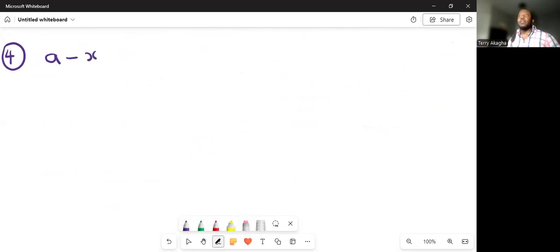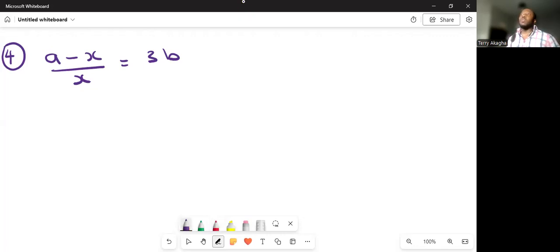So we have A minus X divided by X is equal to 3B. Okay, so I'm going to just use one method. You can use the other method. So in this case here, I'm going to use multiplying both sides. Okay, let's use multiplying both sides. Let's make it more interesting.